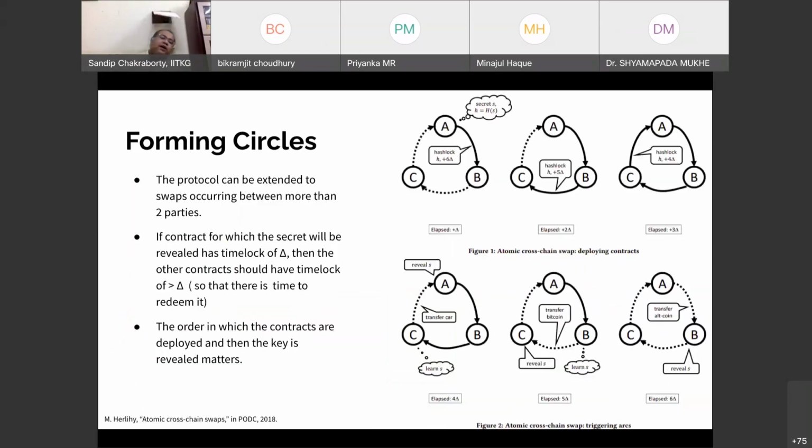Now, in hash time lock contract, there can be complex variations of this protocol. Say, for example, yes, any question?